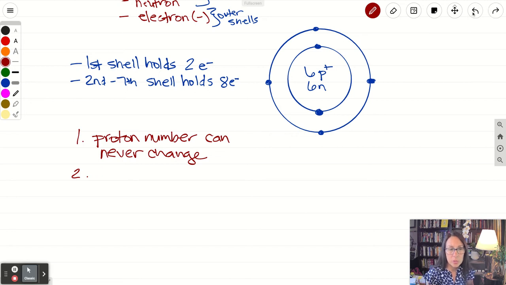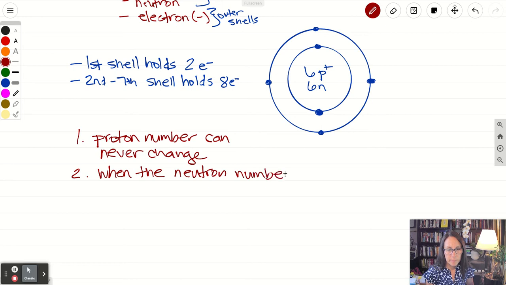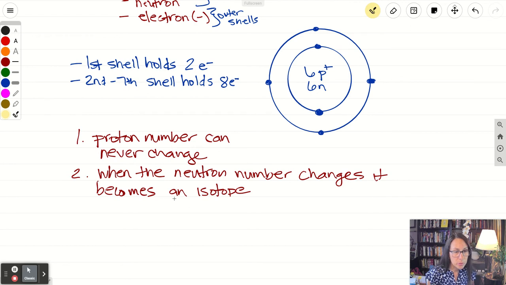Well, I'm going to say when the neutron number changes, what we have now is called an isotope. So when the neutron number changes, it becomes an isotope. Okay, an isotope, that is a vocabulary word. I'm going to highlight this. Okay, isotope. And so the neutron number can either be bigger or smaller than what the atomic number is.